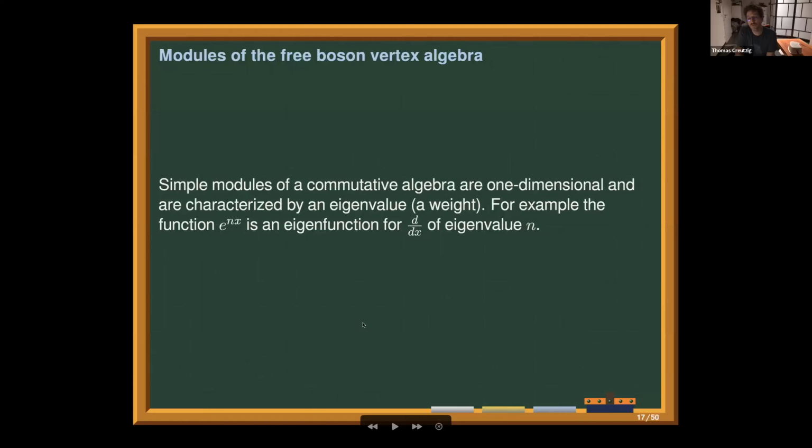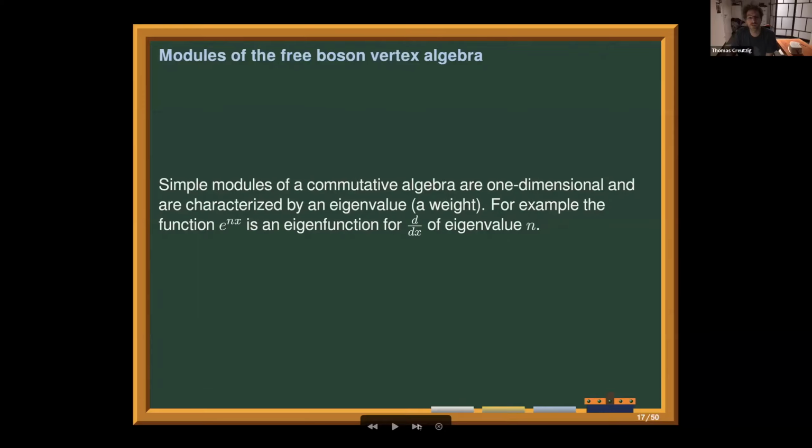Now next we want to lift modules. So the natural module for the operator d/dx is just the eigenfunction e^(nx). This means the function that has eigenvalue n, it generates a one-dimensional vector space. And this is clear because we are looking at representations of a commutative algebra, and the commutative algebra has always the property that any simple module, any irreducible module, is just one-dimensional.